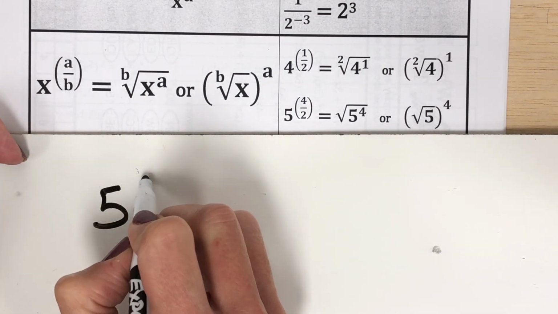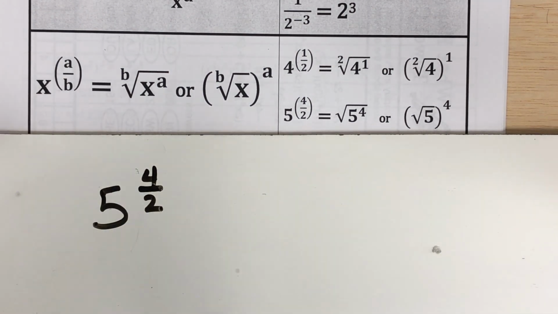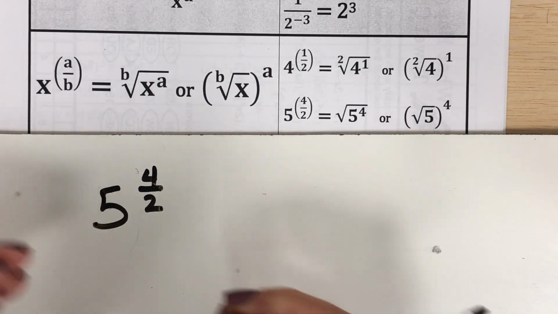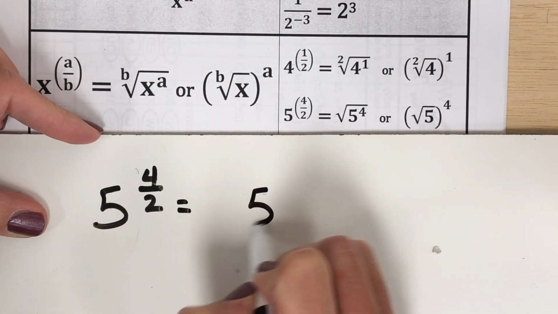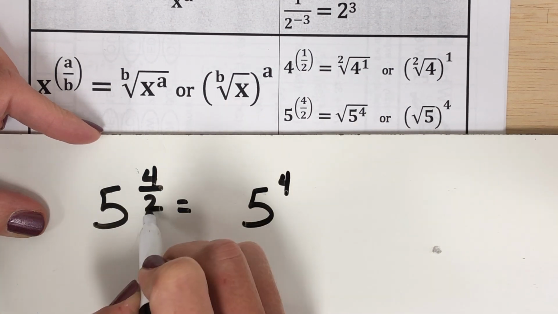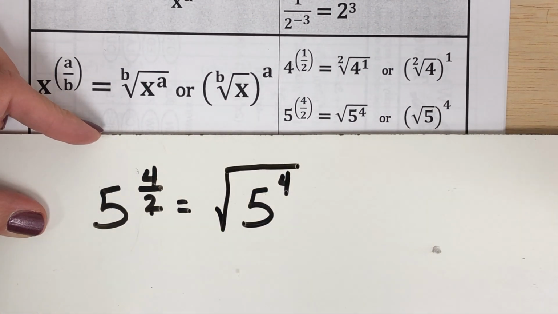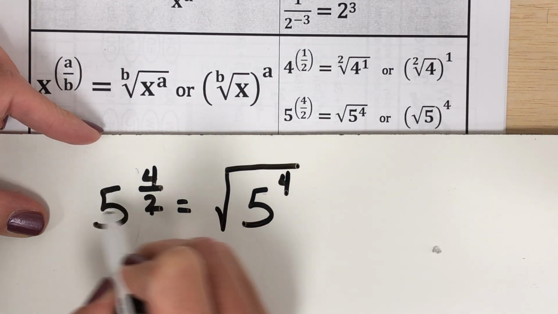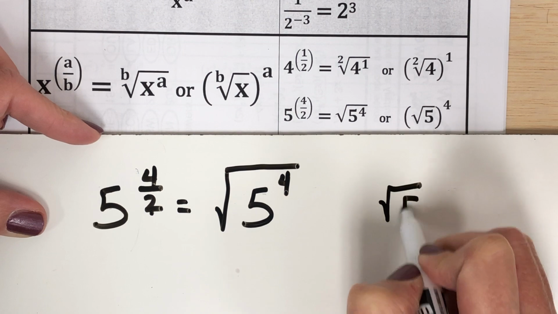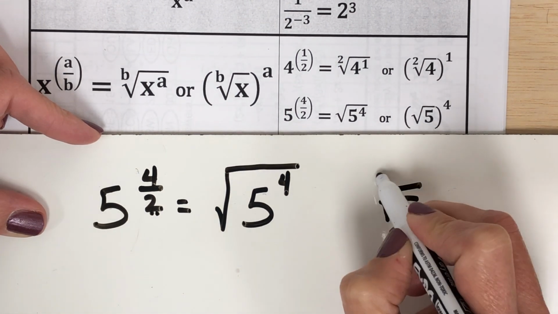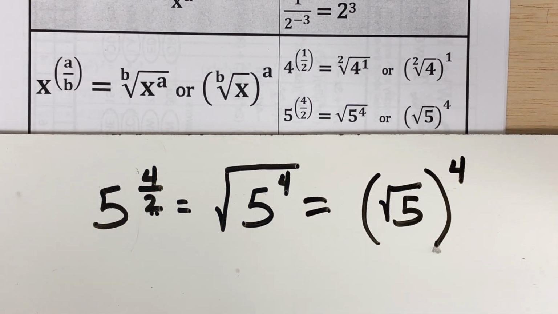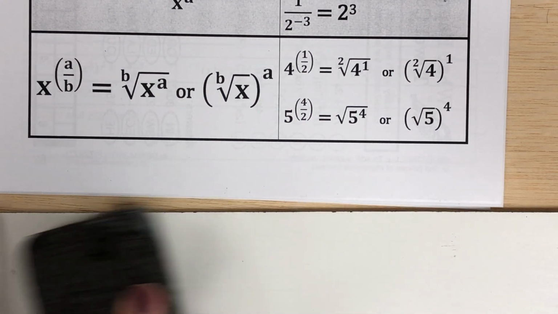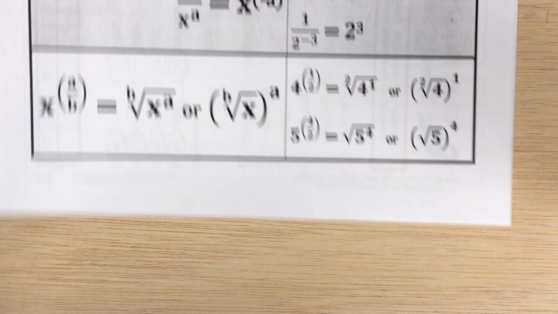And then if you have 5 to the 4 halves, we know that this is just 5 squared, but a lot of times we can manipulate things different ways, and it's nice to know the rules. I could write this as 5 to the 4th power, and then I'm going to take the square root of it. Or I could take the square root of 5 first, and then I'm going to take that to the 4th power. These are the same thing. I can do either of those things. So that is a review of your exponent rules and why they work.